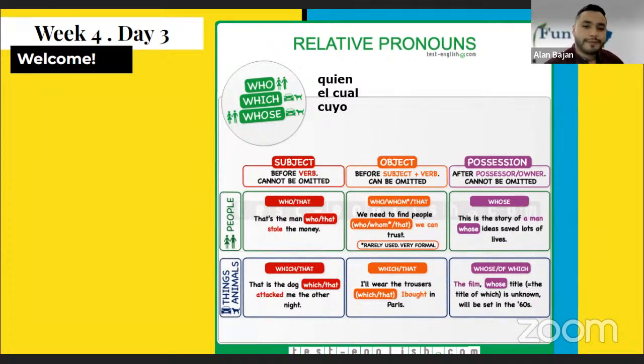First, we have this example here. Let's read it together. I will ask Darlis, can you read this example, please? That's the man who stole the money. Or that's the man that stole the money.